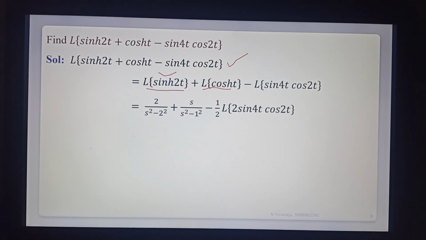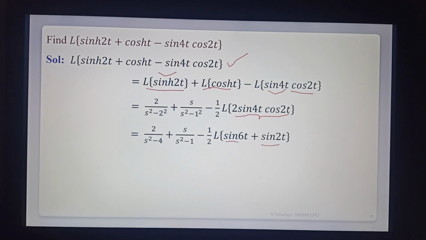Minus the product of the two functions. In our formula there is only one function f of t, which can be sin at, cos at or anything, but a product of two functions has to be converted to a single function. So by using the formula, this is in the sin A cos B form. There is no 2, so multiplying and dividing by 2, we get 1 by 2 into 2 sin A cos B. That is 2 by s square minus 4 plus s by s square minus 1, minus 1 by 2 times 2 sin A cos B.